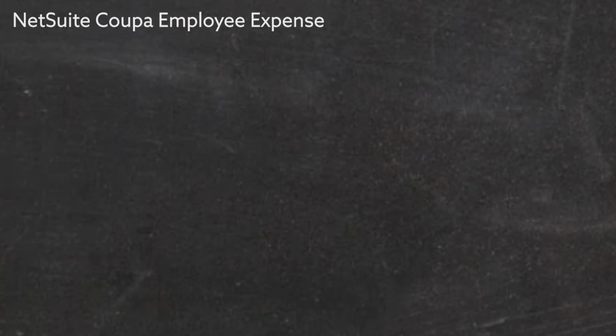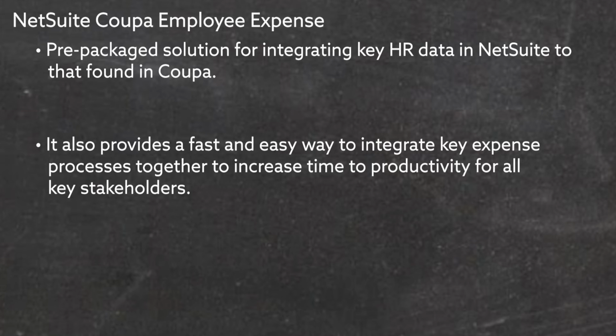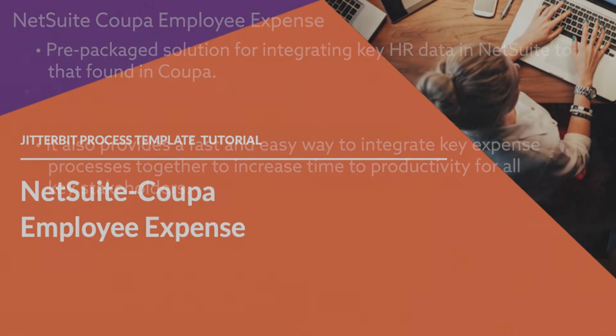The NetSuite-Coupa Employee Expense Process Template is a pre-packaged solution for integrating key HR data in NetSuite to that found in Coupa. It also provides a fast and easy way to integrate key expense processes together to increase time to productivity for all key stakeholders.